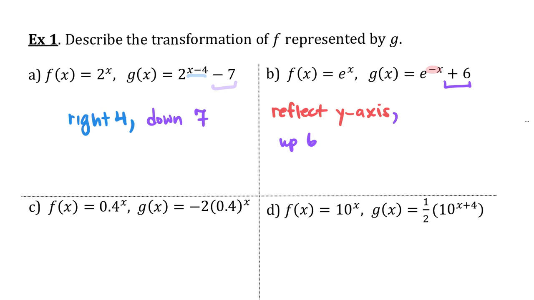For c, my parent function is f of x equals 0.4 to the x. What did we do to the 0.4 to the x? We times it by a negative in the front. So that's going to reflect over the x-axis because the y's are going from positive to negative or vice versa. And then I times it by 2. Since timesing 2 makes it bigger, it's a vertical stretch.